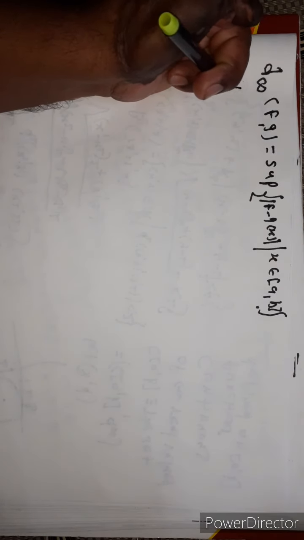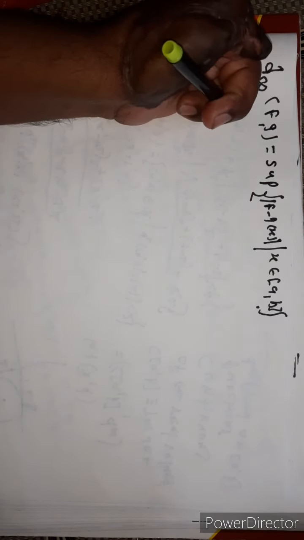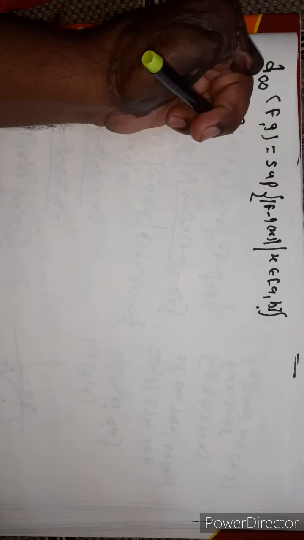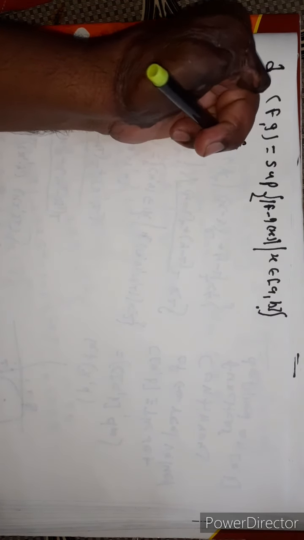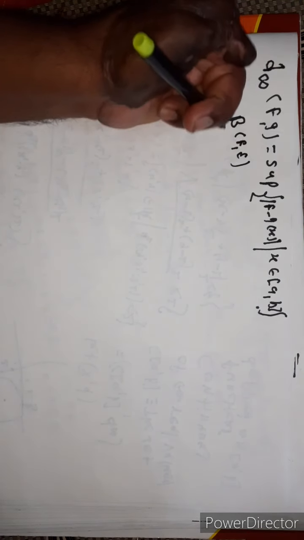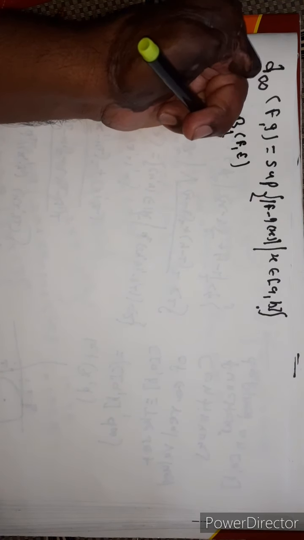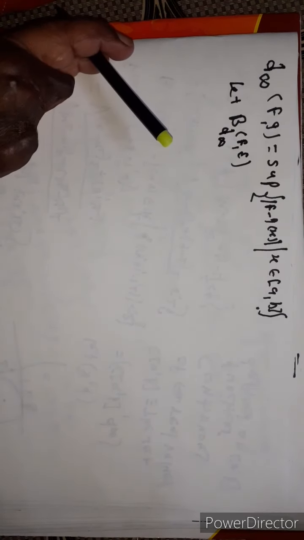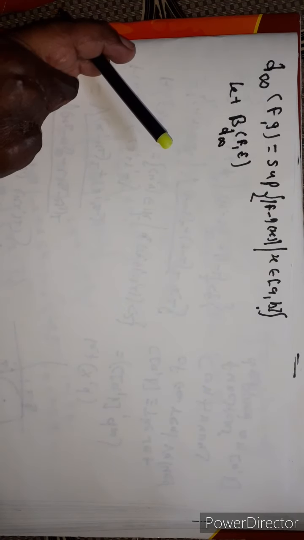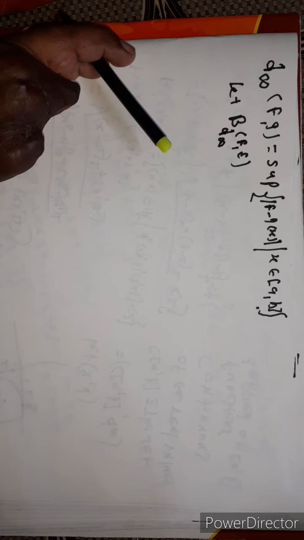So let us find B_d∞(f, epsilon), that is, the open ball centered at the point f, where f is a function continuous on the closed interval [a,b], and radius epsilon.